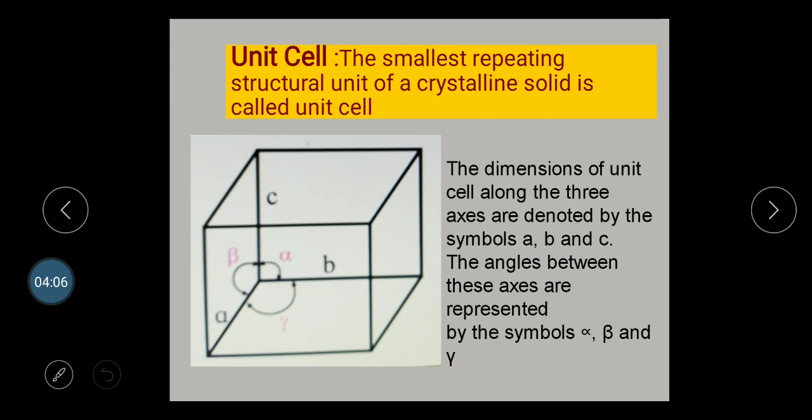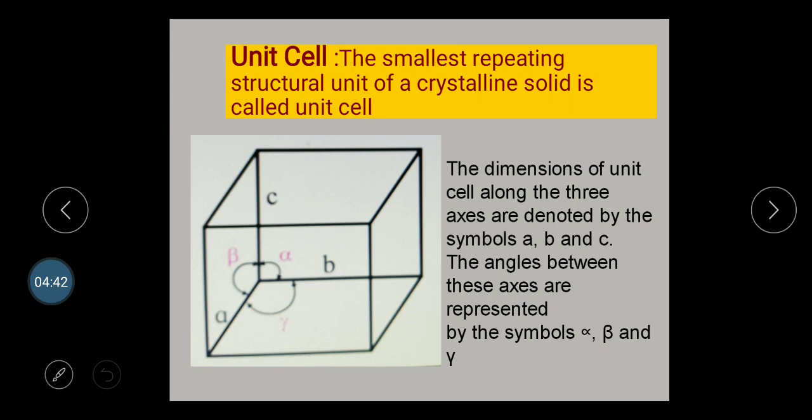So that one small box I can call a structural unit, a single unit. In the same way, in our crystalline solid we have a small repeating structural unit. The whole crystalline solid is formed by this small repeating structural unit, and it is called the unit cell. If in the exam the question is asked to define unit cell, you will say that the smallest repeating structural unit of a crystalline solid is called the unit cell.